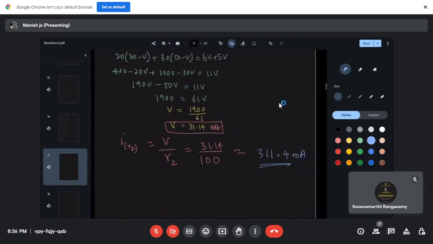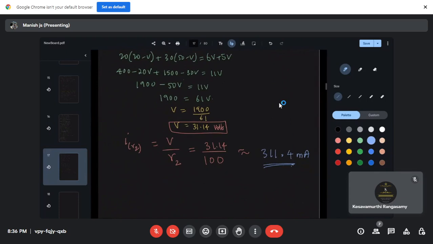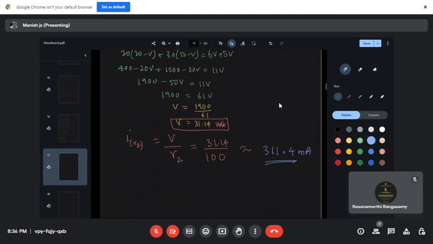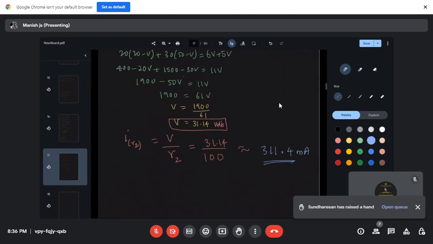So this is the approach to find out the current. Whenever you have bigger circuits, and they are asking you the current through one of the components, you will apply this, and you will do it this way. Yes, if one of you has a query, you can ask. Any doubts?